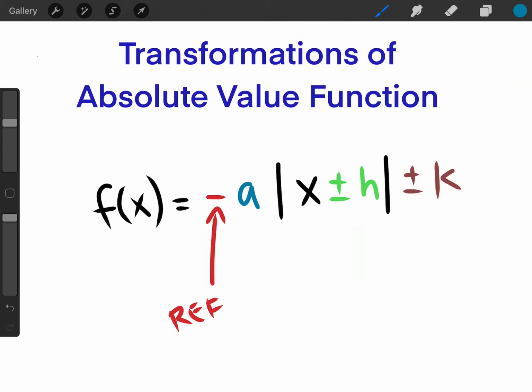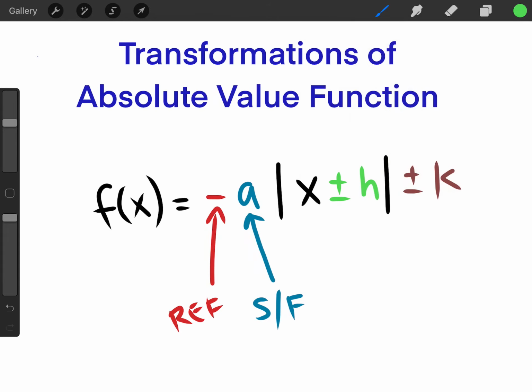Next, you want to look at the a value. That's called the coefficient. So this is the coefficient of the absolute value. This is going to give you either steeper or flatter.